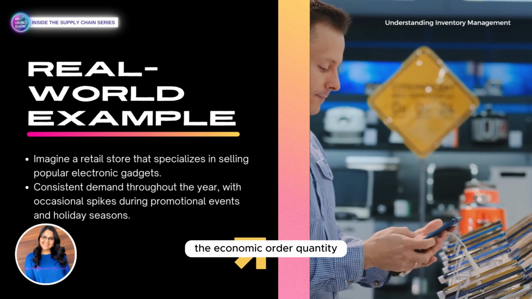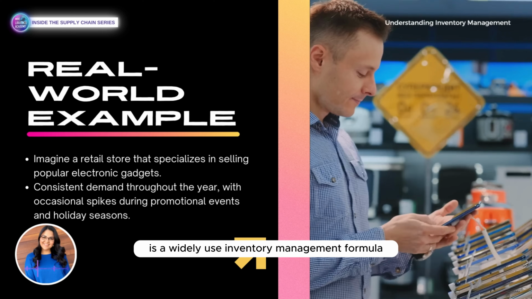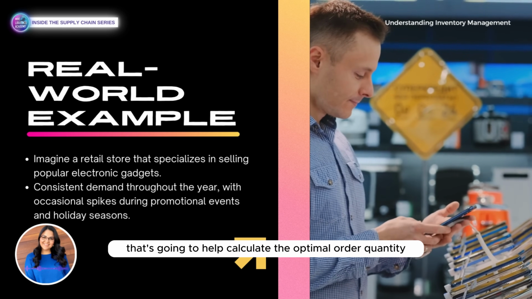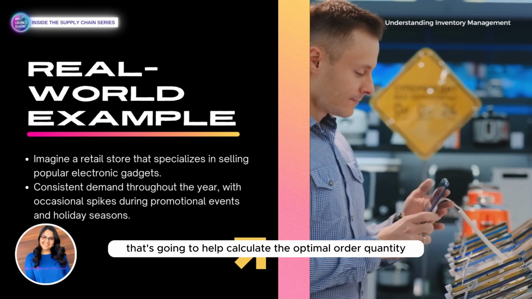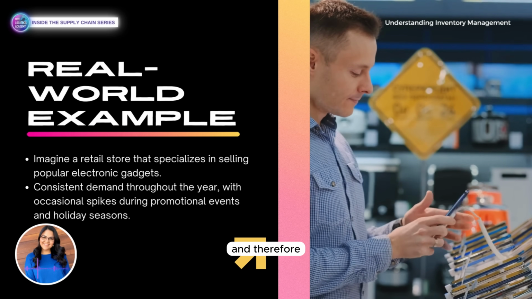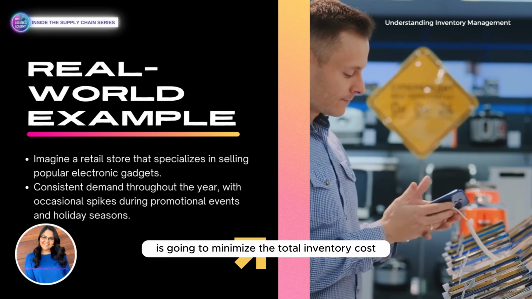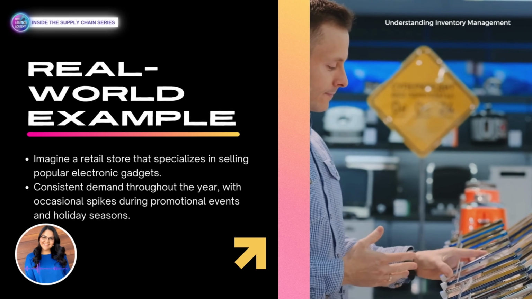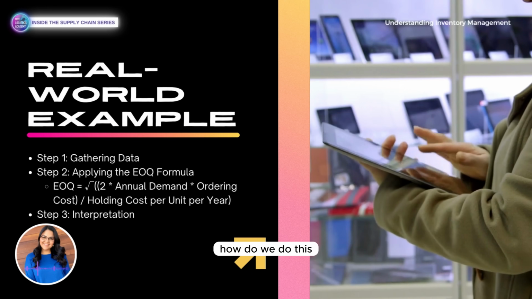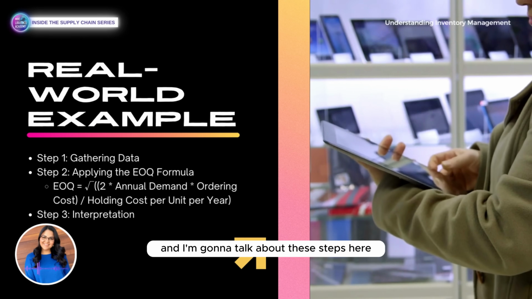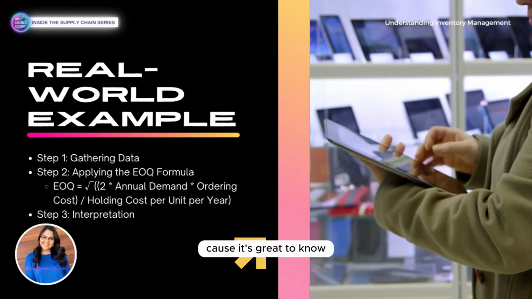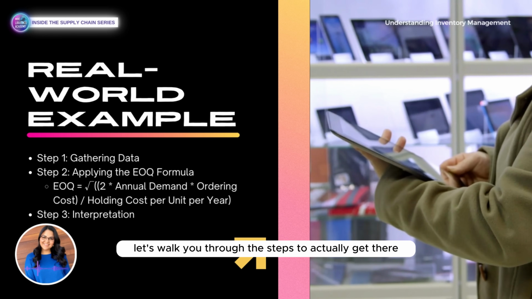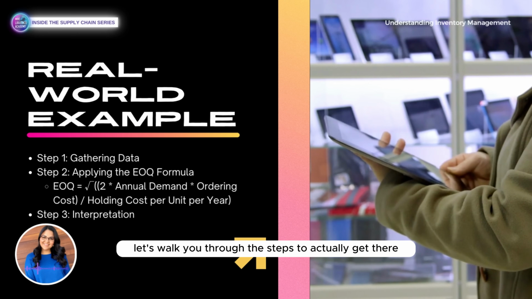The economic order quantity is a widely used inventory management formula, as you saw earlier, that's going to help calculate the optimal order quantity, and therefore minimize the total inventory cost for this particular retail store. How do we do this? Well, we're going to do this in steps. It's great to know the example and what the goal is, but now let's walk through the steps to actually get there.